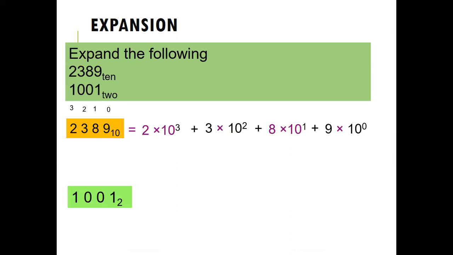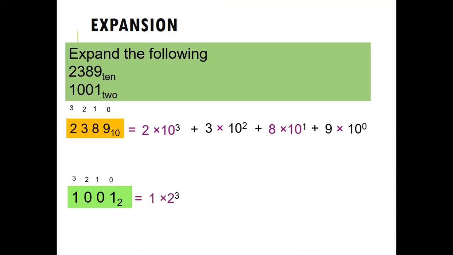It's just that now, instead of multiplying by powers of 10, we're going to be multiplying by powers of 2. So first of all, we assign powers from behind. We have 0 for the digit 1, and then 1, and then 2, and then 3. So these are powers of the base. Let's expand now. We'll start with the first digit.